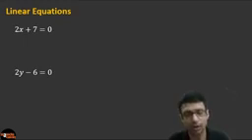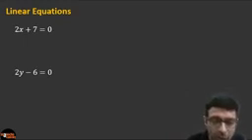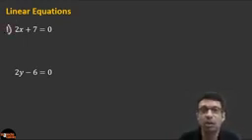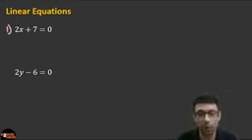Now let's also talk about other interesting applications of coordinate geometry for linear equations, or linear equations in two variables. So we'll come to that. So first let's take a look at these linear equations. If you look at our first equation here, equation 1, we have 2x plus 7 equal to 0.